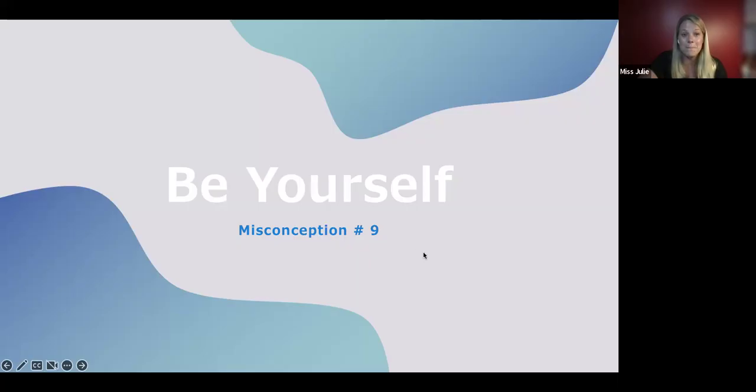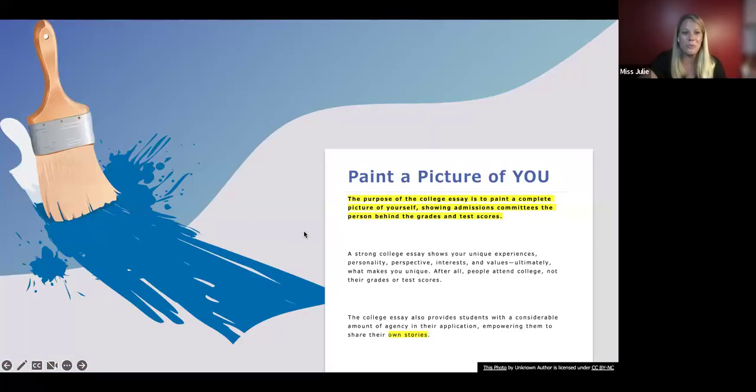Misconception number 9, be yourself. You want to paint a picture of you. The purpose of the college essay is to paint a complete picture of yourself. Show the admissions committee the person behind the grades and the test scores. They're already going to get your test scores and your grades and your transcripts and your resume and your activities list. Show them something more, right? Tell your story. A strong college essay shows your unique experiences, your personality.